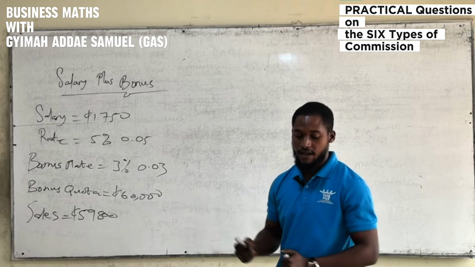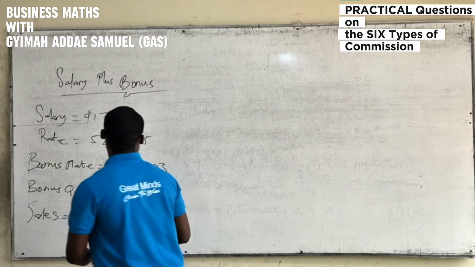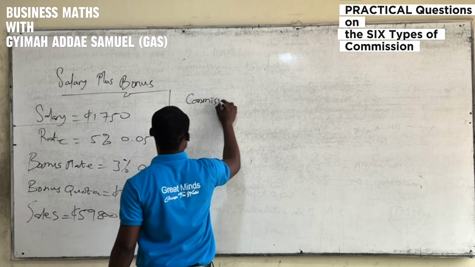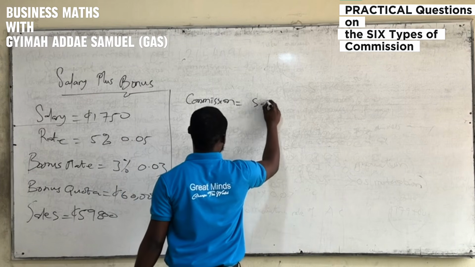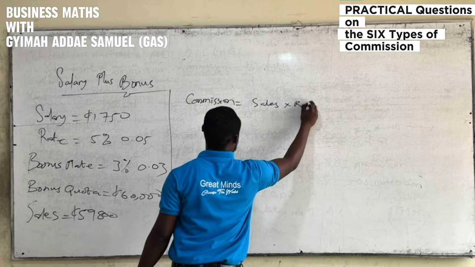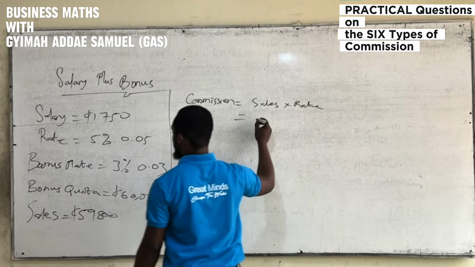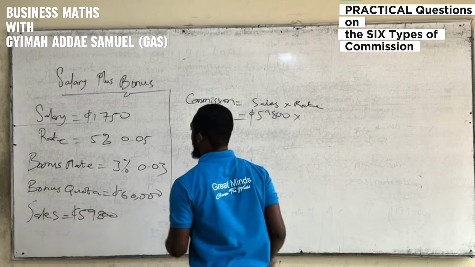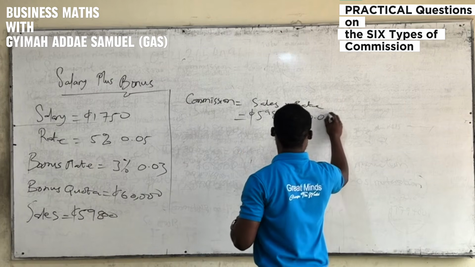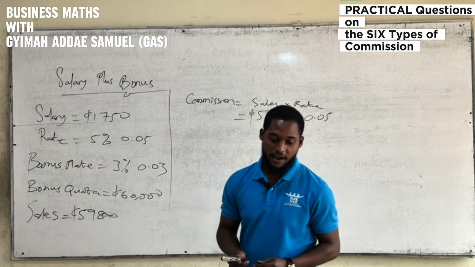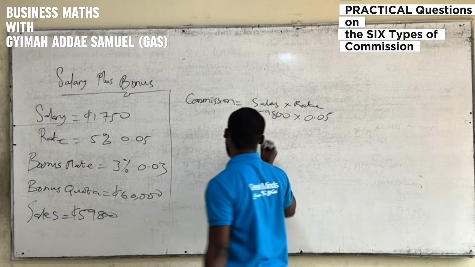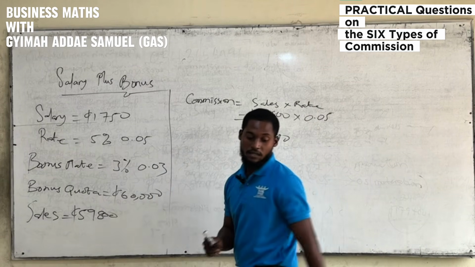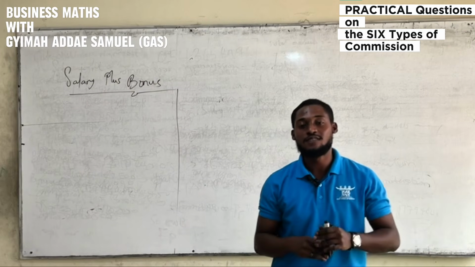So you first have to find your commission. And the commission is sales times rate. So the sales here is 59,800 Ghana cedis, and the rate is 0.05, making it 2,990 Ghana cedis for commission. So now we move on to the next question.